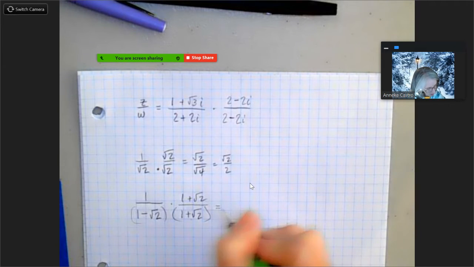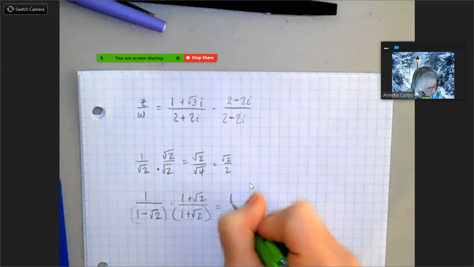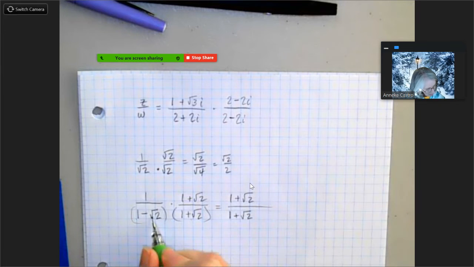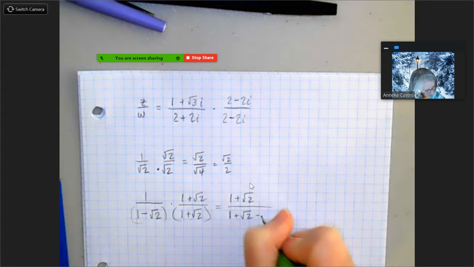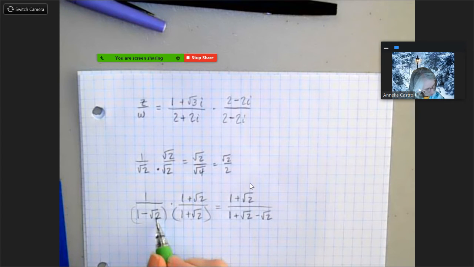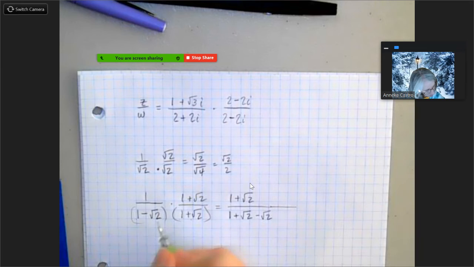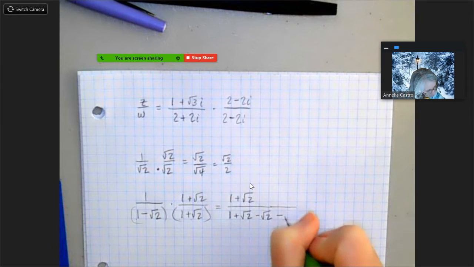So on top, I have 1 times 1 plus the square root of 2, which is 1 plus the square root of 2. And on the bottom, I have 1 times 1, which is 1. 1 times root 2, which is root 2. Negative root 2 times 1, that's negative root 2. And then root 2 times root 2 is root 4. And negative times positive is negative, negative square root of 4.